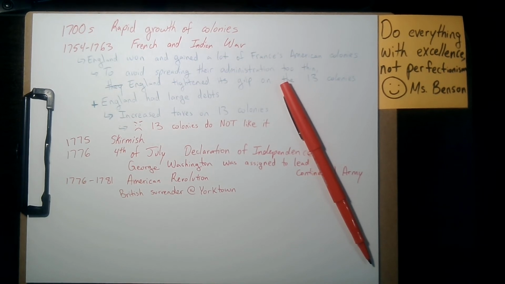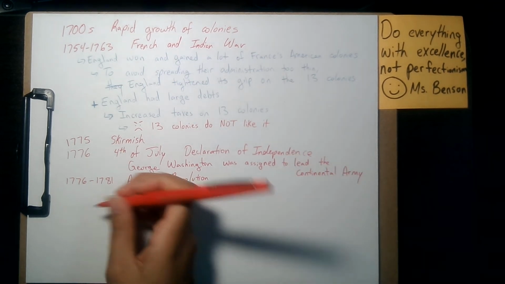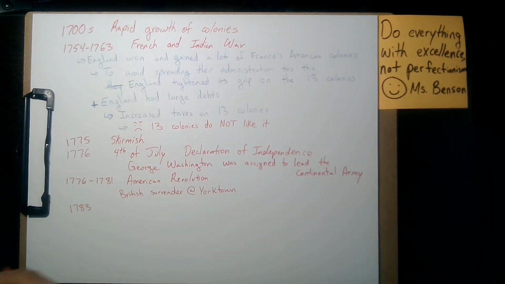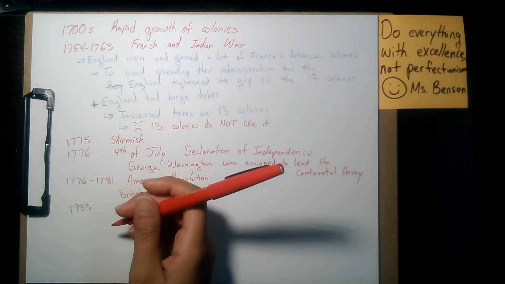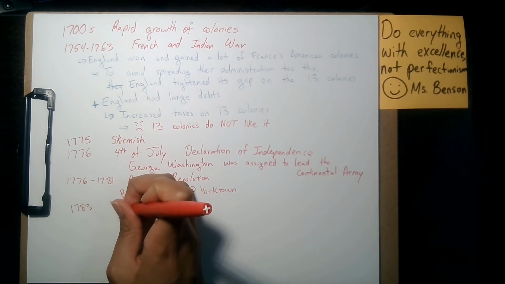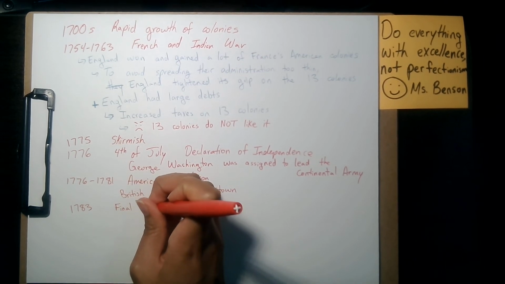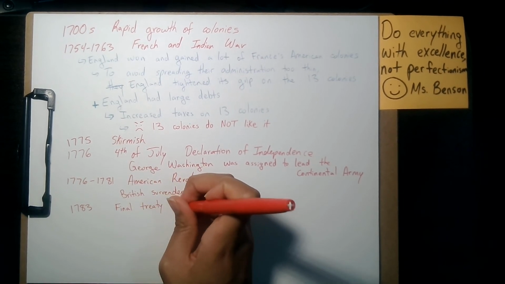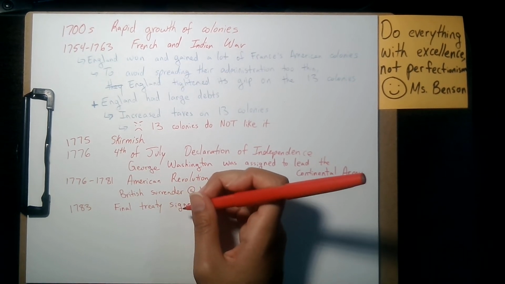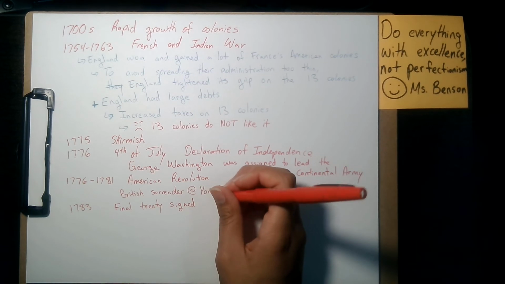So it actually took until 1783. So it took 2 more years. Of course, it wasn't as easy as sending an email. They did have to have back and forth correspondence, but still, 2 years is quite a bit of time. This is when the final treaty was signed, recognizing the independence of the colonies.